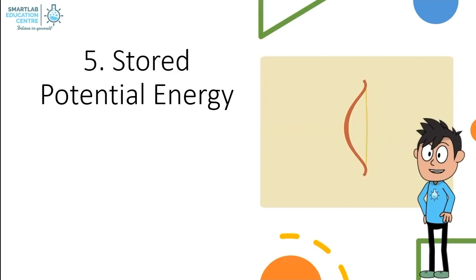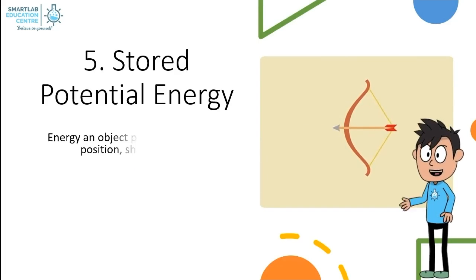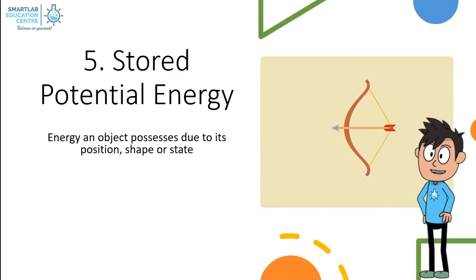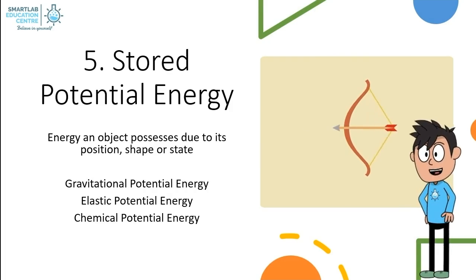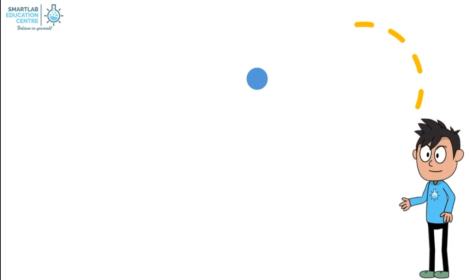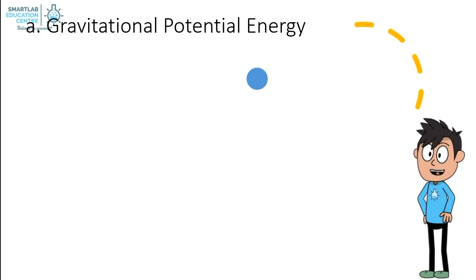Lastly, we have stored potential energy. It is the energy an object possesses due to its position, shape, or state. There are 3 types of stored potential energy: gravitational potential energy, elastic potential energy, and chemical potential energy. Let's take a look at gravitational potential energy.